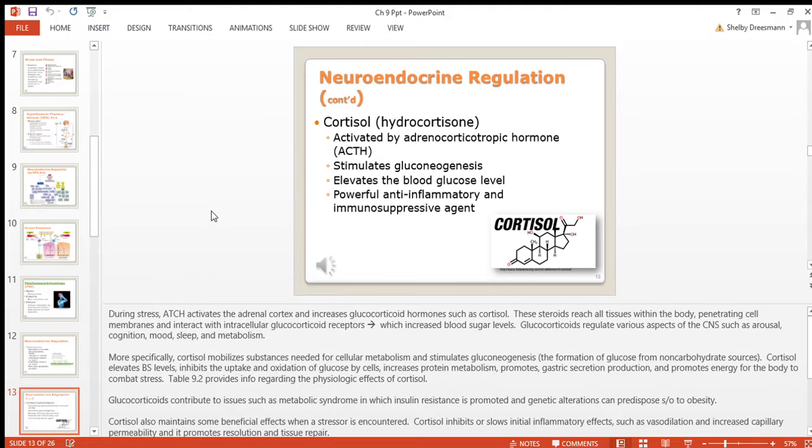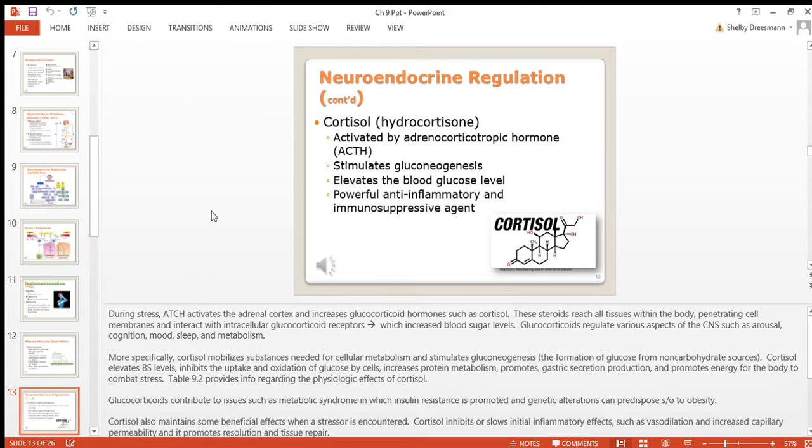Neuroendocrine regulation. During stress, ACTH activates the adrenal cortex and increases glucocorticoid hormones such as cortisol. These steroids reach all the tissues within the body, penetrating cell membranes, and interact with intracellular glucocorticoid receptors, which increases blood sugar levels. Glucocorticoids regulate various aspects of the central nervous system, such as arousal, cognition, mood, sleep, and metabolism.